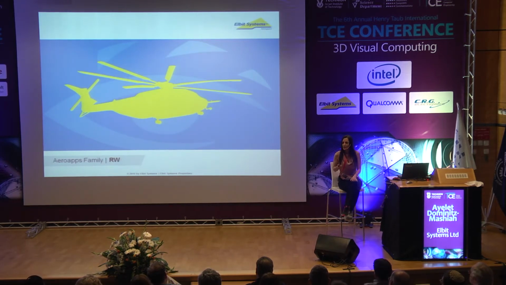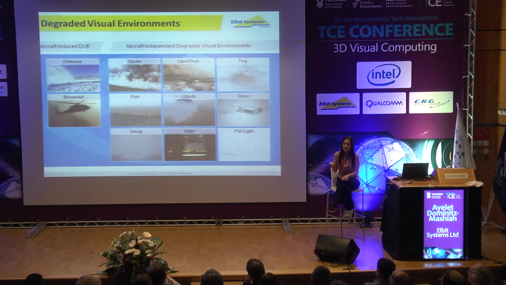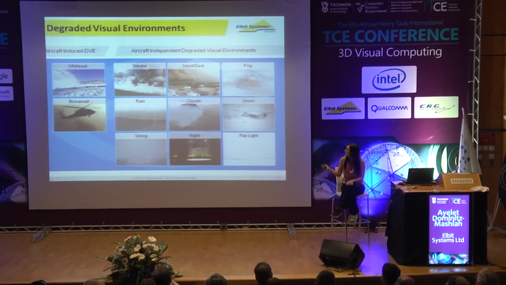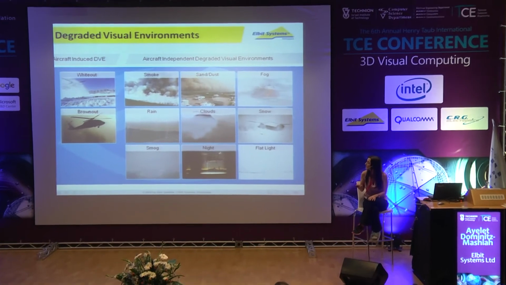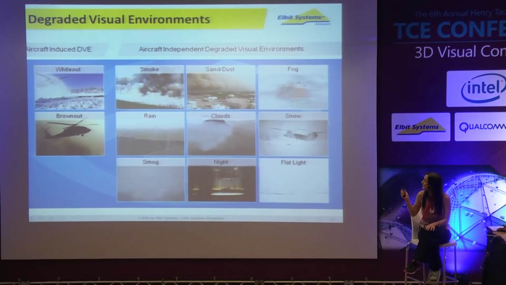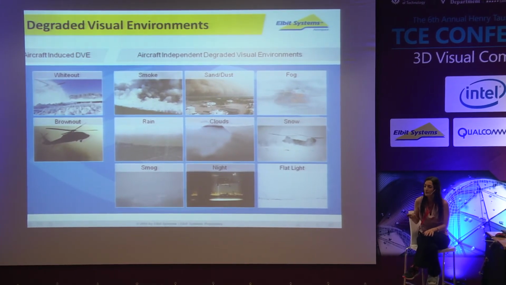Okay, so the first application I would like to talk about is for the rotary wing aircraft family. And it's called the Degraded Vision Environment Mitigation, or DVE mitigation in short. So what is considered DVE is shown on this slide. We have aircraft-independent degraded visual environments such as smoke and clouds and dust. And we have aircraft-induced degraded visual environments such as whiteout and brownout.